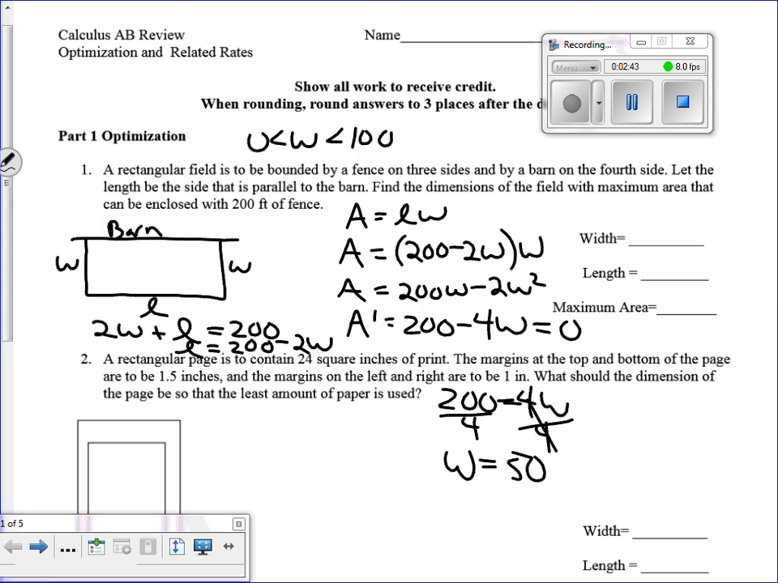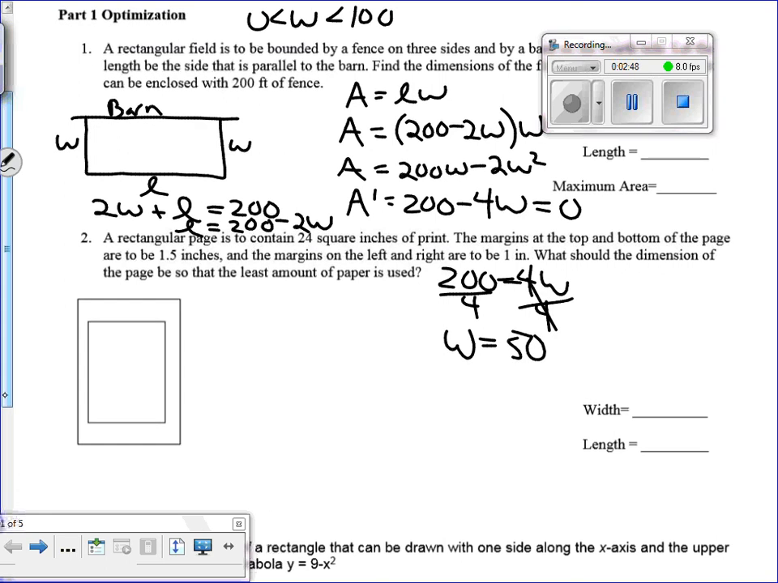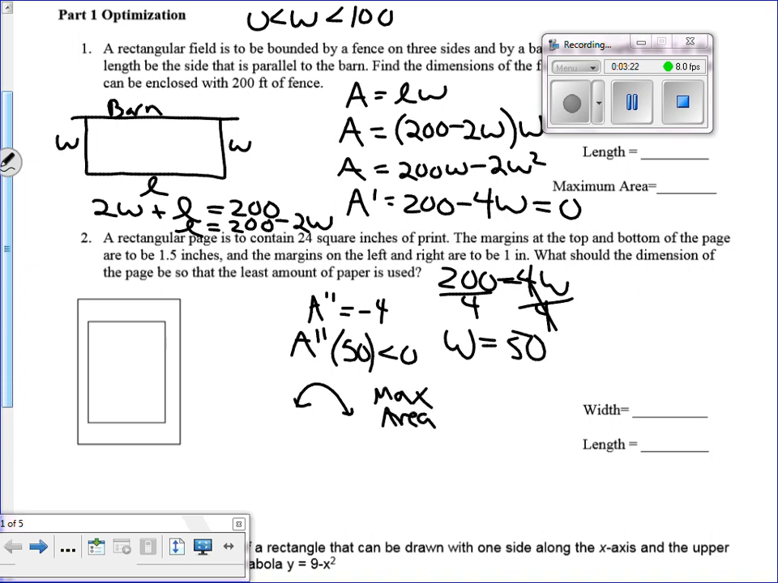Now we want to make sure that that's going to give us a maximum area, not a minimum. So what we do to check is we get the second derivative, which would just be negative 4. Even if I plug the 50 into the second derivative, it's still always negative 4, right? So the second derivative equals negative 4. The second derivative when W is 50 is negative, okay? And if it's negative, that means the graph's concave down, so it's a maximum area. So that's the value we want for W.